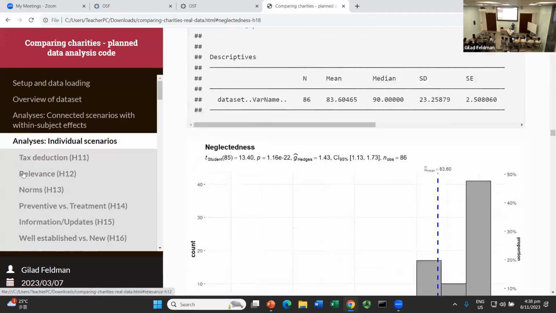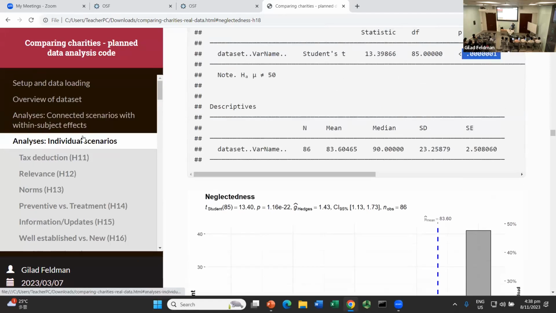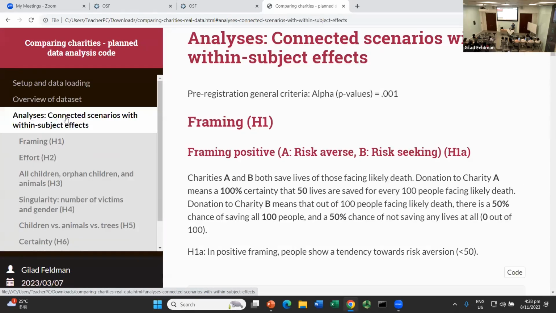So if we go back here on the left, these are the analyses for the individual scenarios, but we also have these analyses for connected scenarios. For example, many of the groups wanted to test framing. If we frame something in a positive way or in a negative way, right? So positive framing, negative framing. Is there going to be a difference?